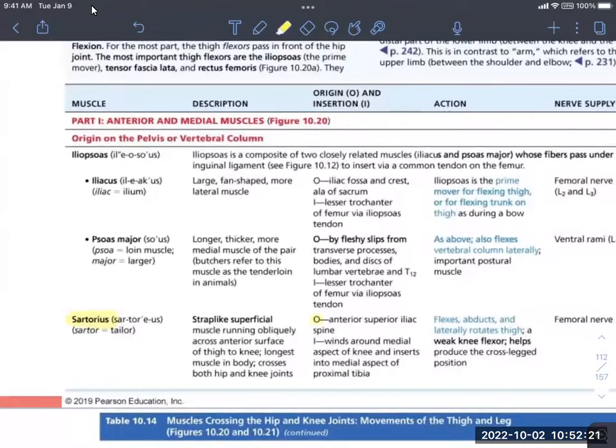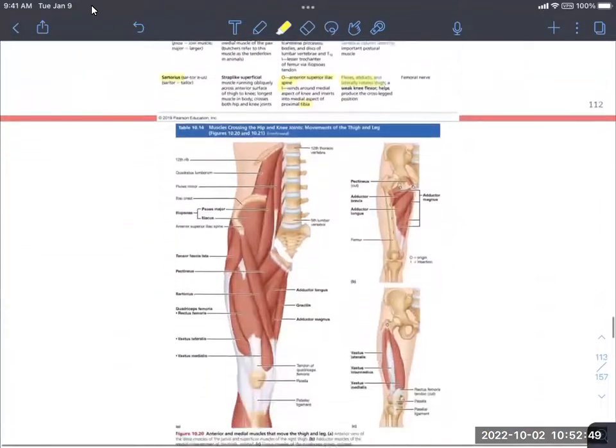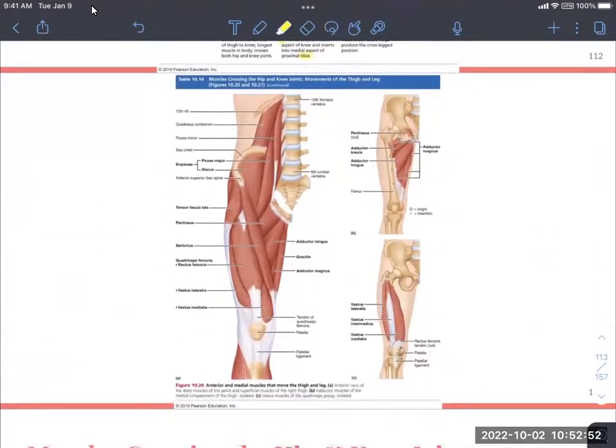Sartorius is going to originate at the anterior superior iliac spine. It's going to insert on the tibia. That's all you need to know. It flexes, abducts, and laterally rotates the thigh. Sartorius is a muscle, again, that lets you cross your legs. There we go. So here is sartorius. It is this muscle that comes here and goes all the way across.